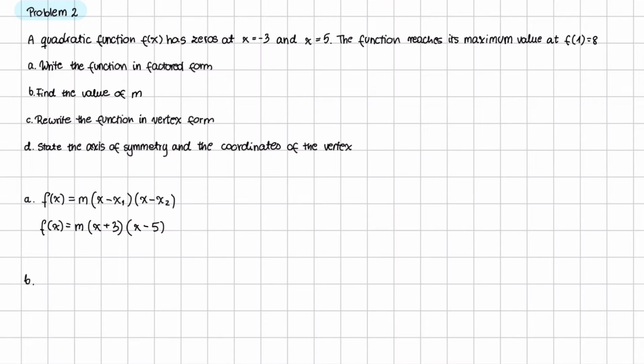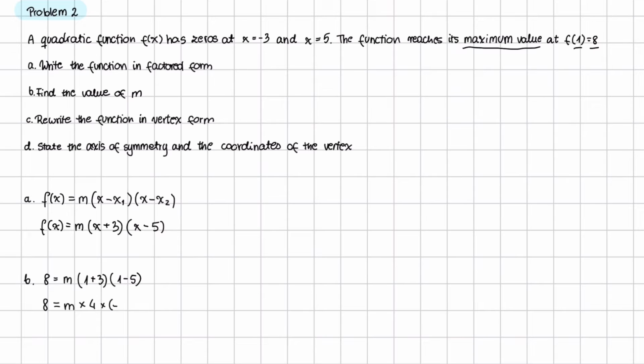In B, we have to find the value of m, so of our gradient. And in order to do this, we can just substitute our maximum value, which is at x 1 and y 8. So here we have 8 equals m times (1 plus 3) in a bracket times (1 minus 5). So we can multiply it. 8 equals m times 4 times minus 4.